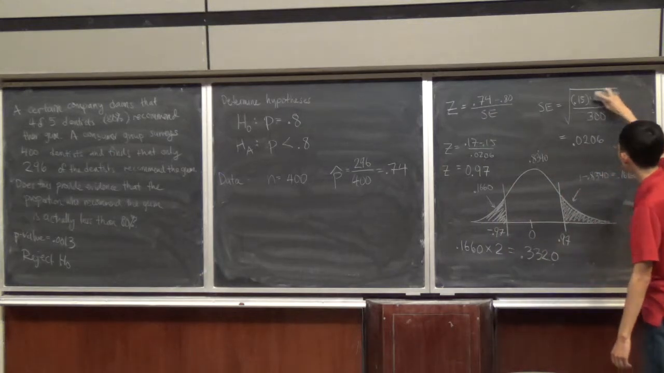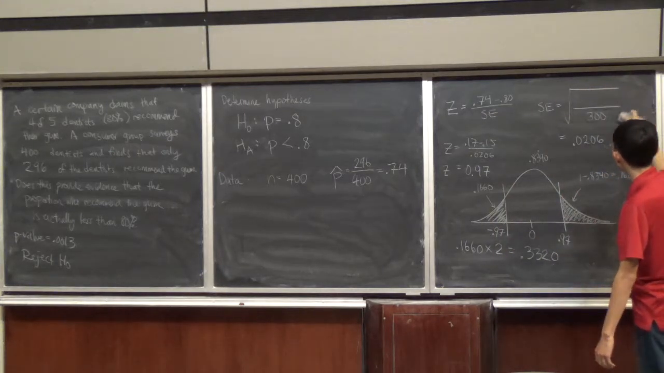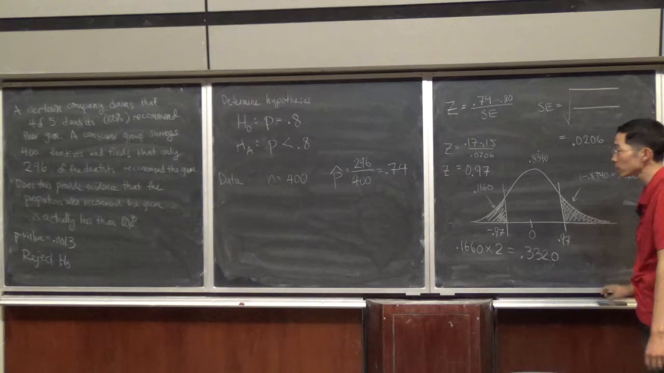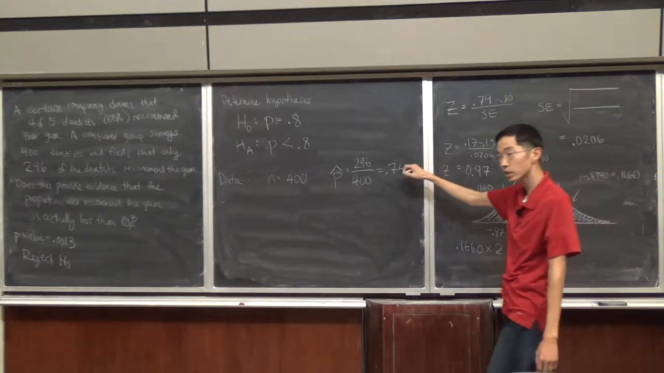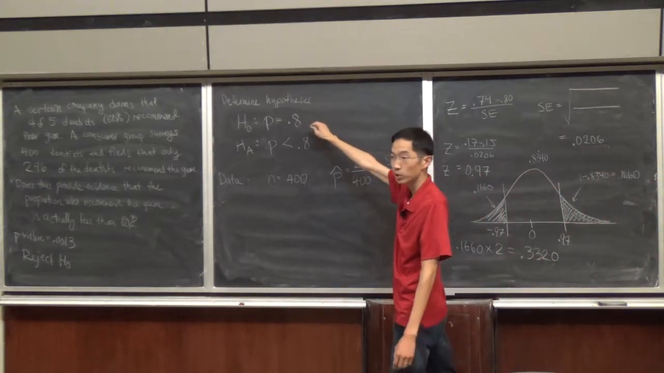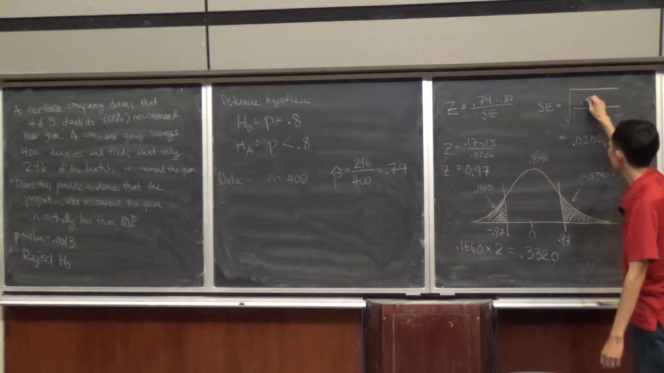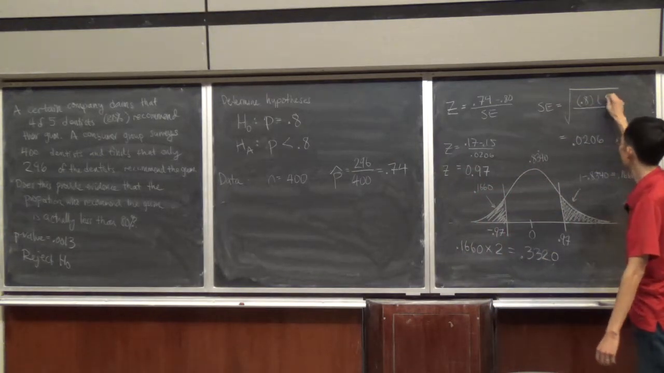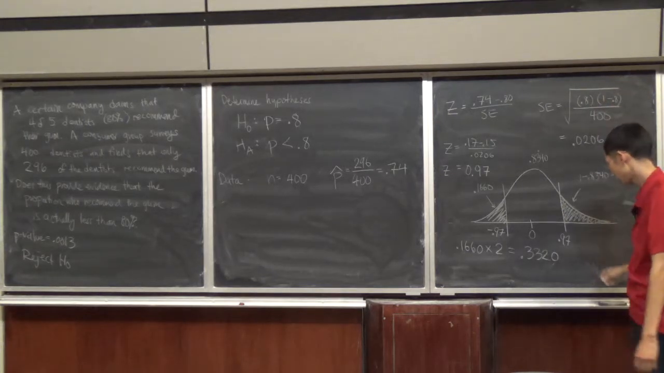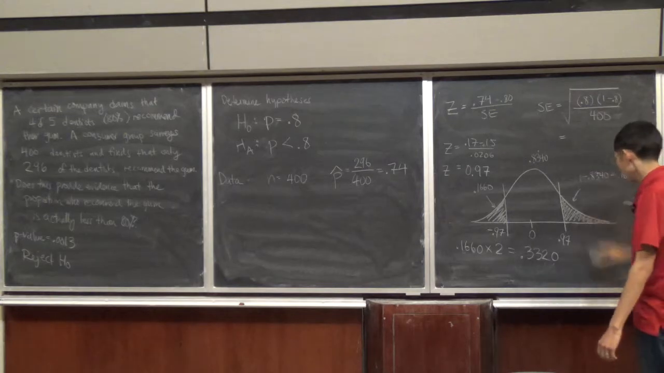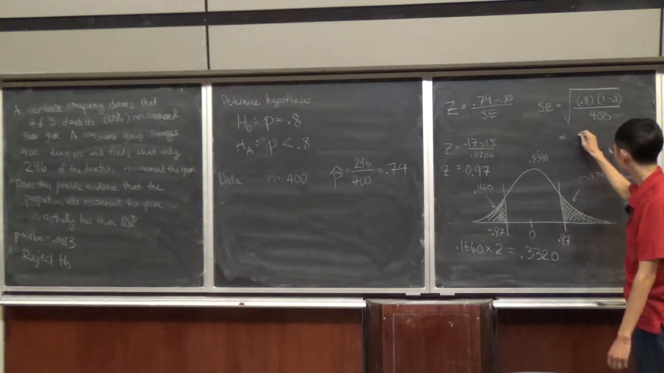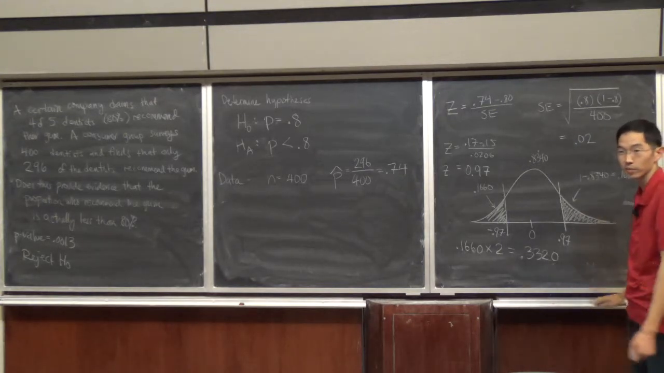And this is a common mistake that students make. But in your standard error, the number that you want to use is not 0.74, but the number that appears in your null hypothesis. Okay? So it's going to be the square root of 0.8 times 1 minus 0.8 divided by 400. And when we do this, we should get 0.02 exactly.